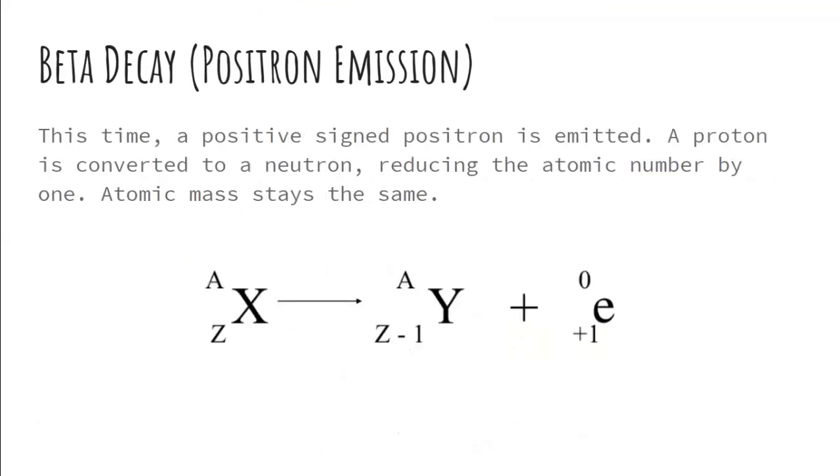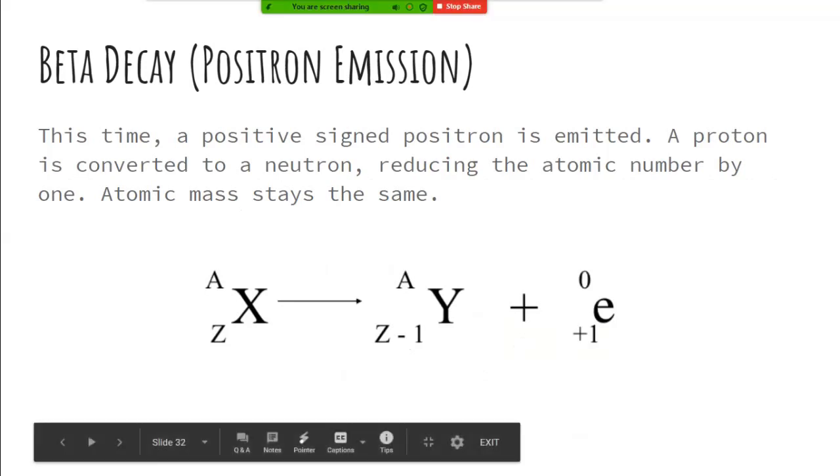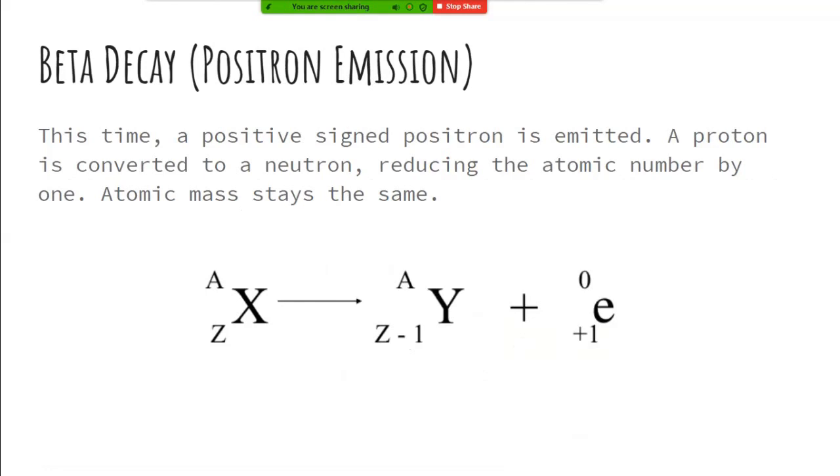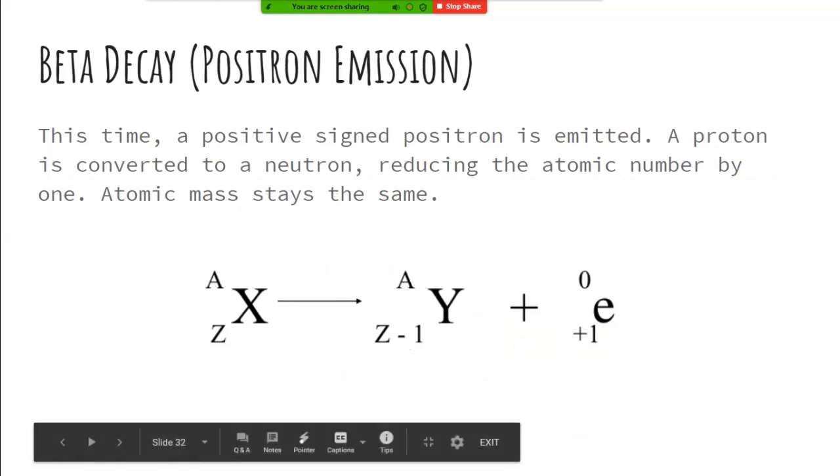For positron emission, it's similar, but this time a positively charged positron is emitted, and one proton from the nucleus converts to a neutron, which reduces the atomic number by 1. So it's the same thing as the other one, except now instead of Z plus 1, it's Z minus 1. Same atomic mass, but Z minus 1. And then we have a positron.